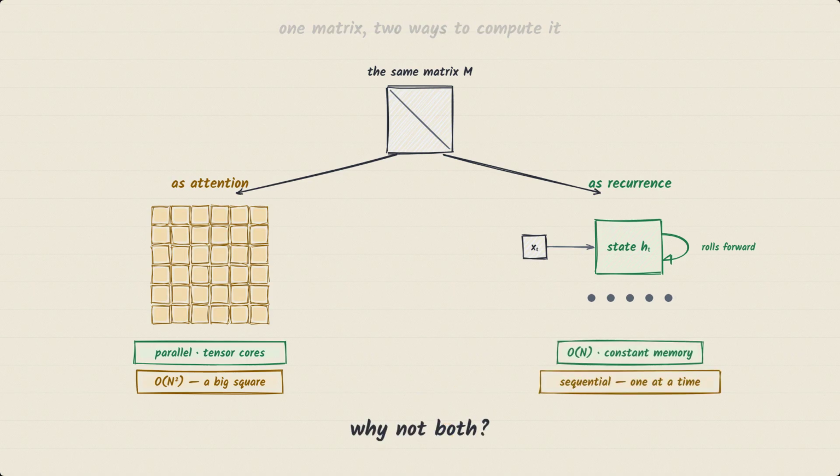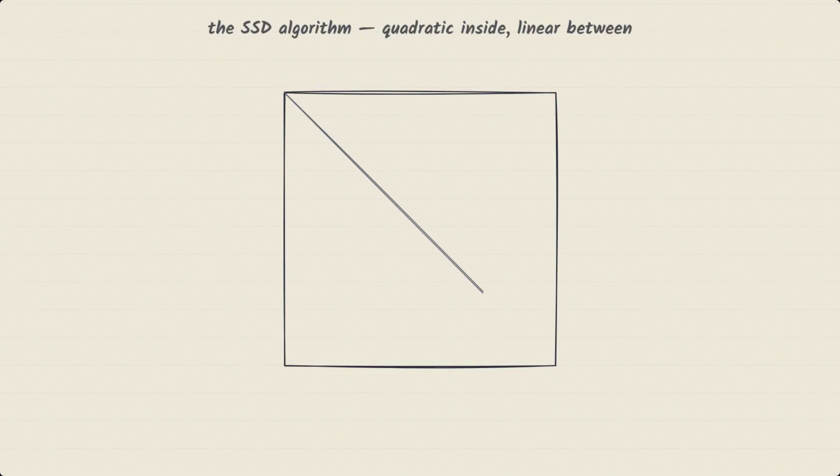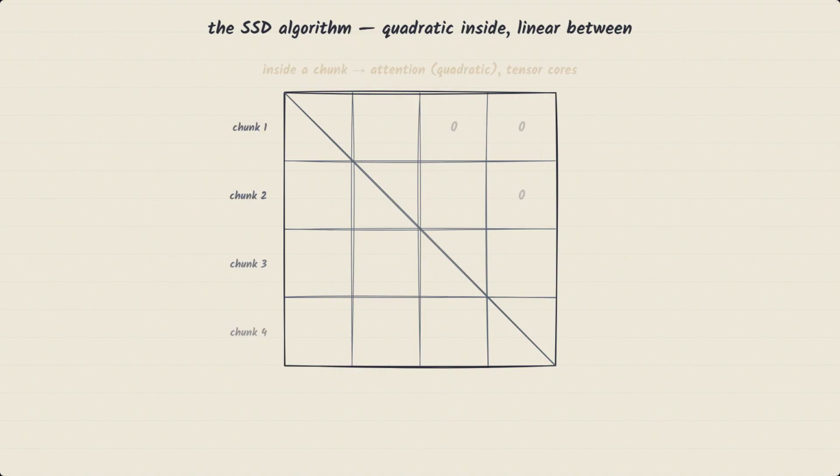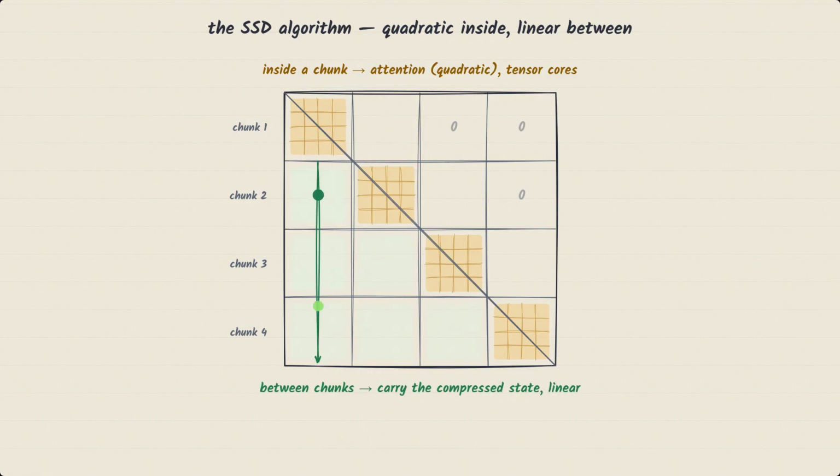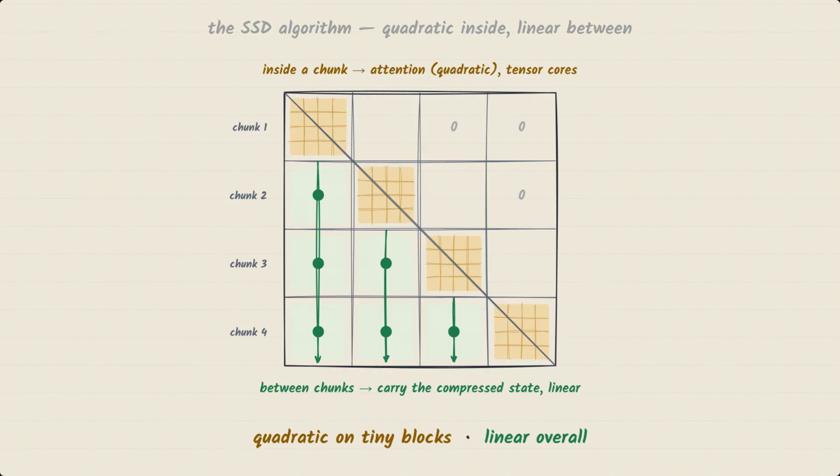Why not both? That's the SSD algorithm, and it's the whole trick. Chop the sequence into chunks. Inside each chunk, compute it the quadratic, attention way, small blocks, so the square is cheap and the tensor cores scream. Between chunks, hand forward just the compressed state, the linear, recurrent way. Diagonal blocks quadratic, everything off diagonal handled by one little state passed along. You pay the quadratic cost only on tiny blocks and stay linear overall.